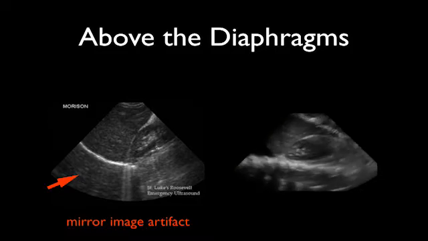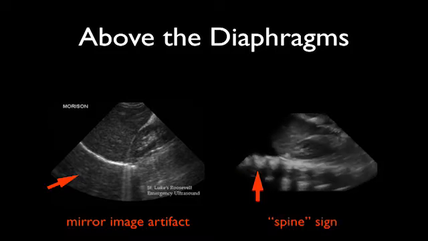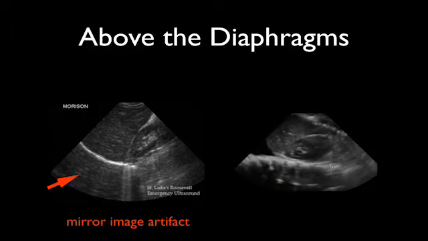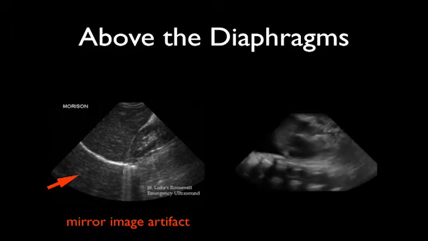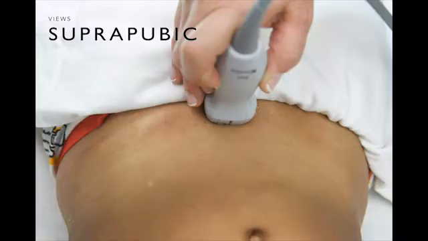Now, if you have an effusion, you don't have that mirror image artifact. And you also have something called the spine sign. So the spine continues when there's fluid because you don't have air obstructing it. So here you have liver, kidney, the spine continues. Here you can see the spine stops at the diaphragm. And then you have the spine sign.